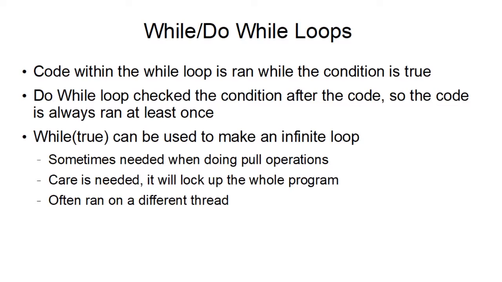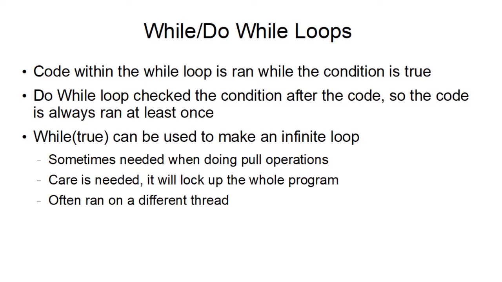Lastly, we have while and do while loops. These run code until a condition is met. The difference between a while loop and a do while loop is that in a do while loop the condition is checked after the code is ran, so you can always make sure the code is ran first, before the condition is checked.